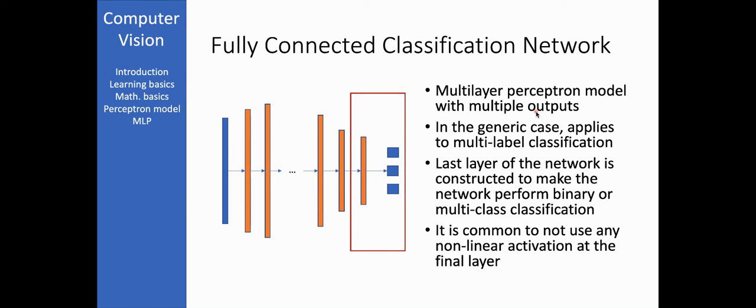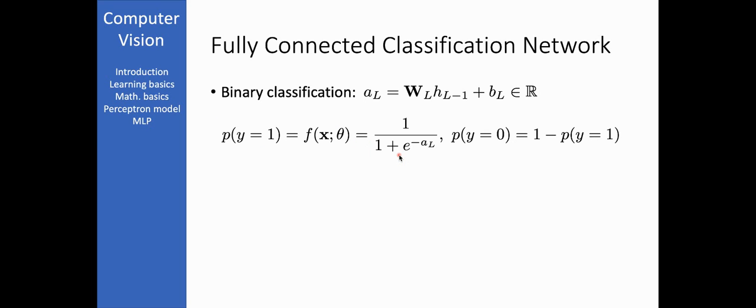Now, so far we've only talked about binary classification, but the same concept can be applied quite simply to multi-label classification as well. Instead of having one output, I will simply have multiple outputs. And nothing really changes. It's just the dimension of the output layer. So the last layer of the network is now constructed to not perform binary classification, but multi-class classification. And it's kind of common to not use any nonlinear activation function in the final layer, but convert into a nonlinearity afterwards.